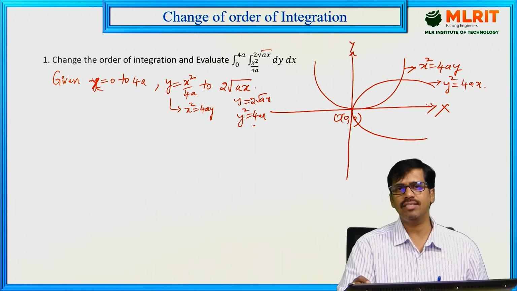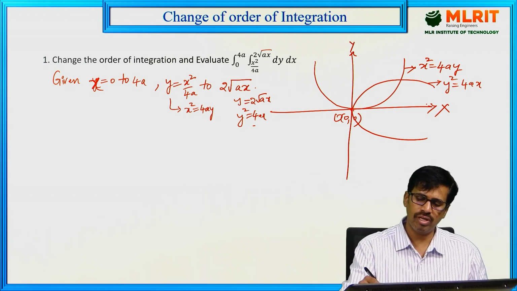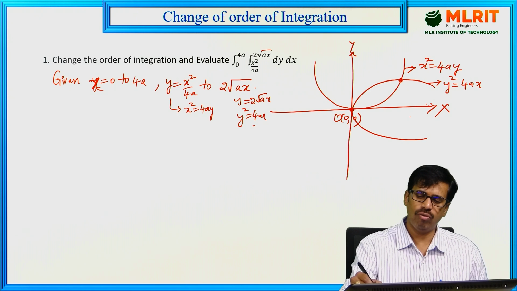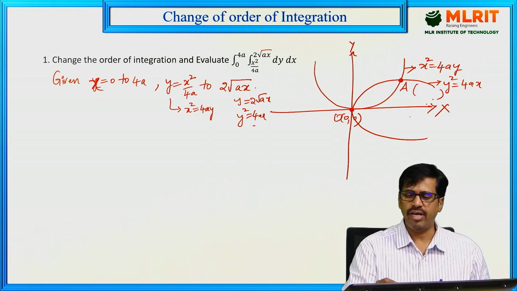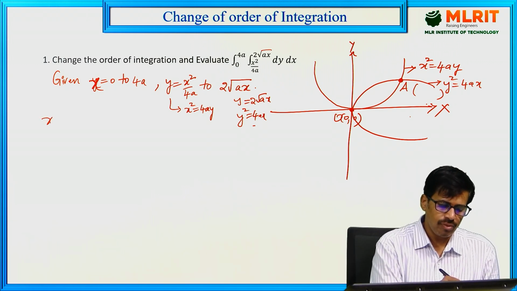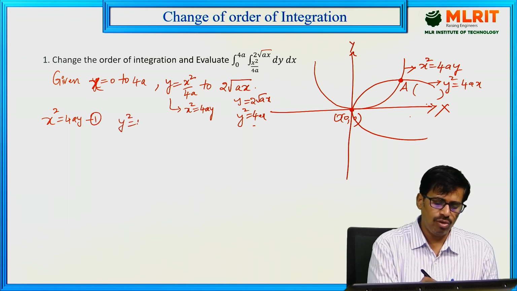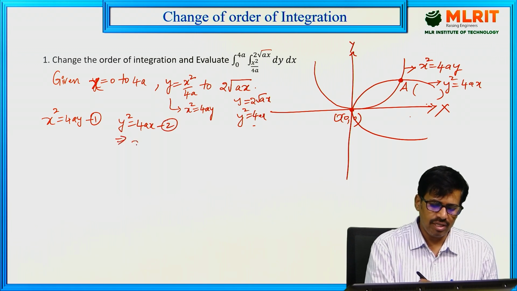Now, we can clearly see that these two parabolas intersect at 2 points. Of course, obviously one is at origin. Now, let us label this value as a. We have to find the point of intersection of these two curves, right. x square equal to 4ay is one parabola, y square equal to 4ax is another parabola. From the second equation, what is the x value? y square by 4a, right?